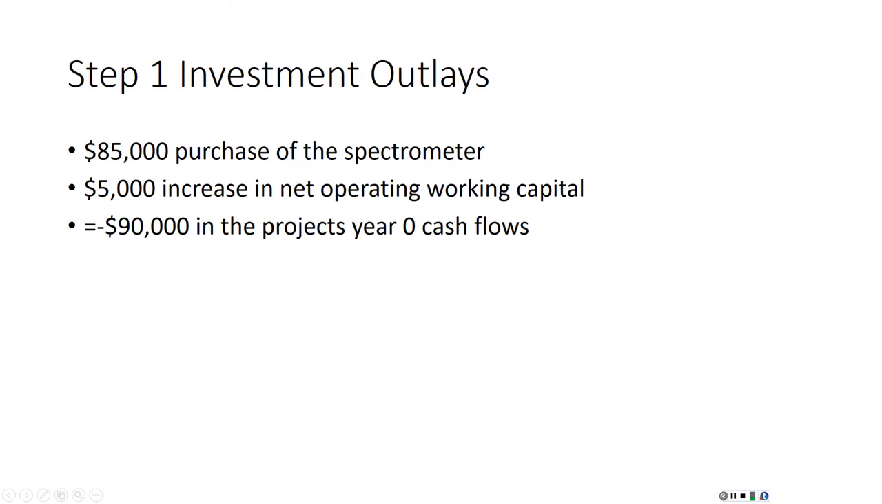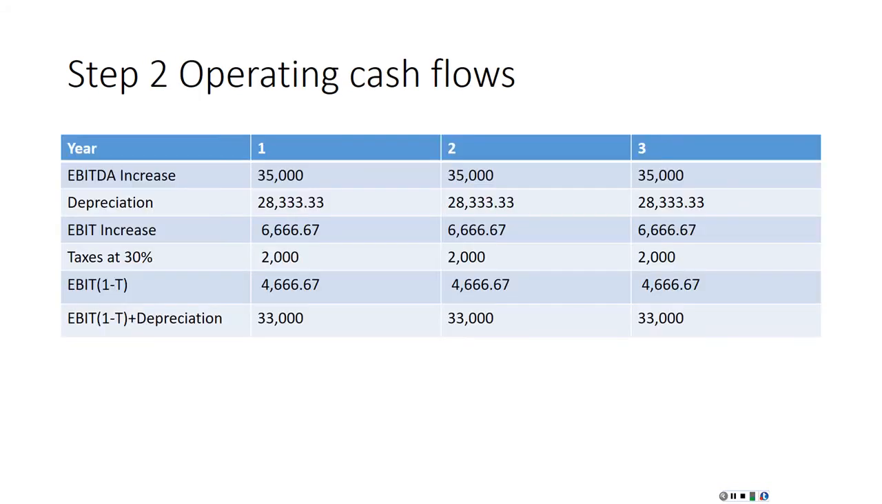Well, the first thing we figure out is the investment outlays, and the total outlays will be the $85,000 purchase of the spectrometer plus the $5,000 increase in net operating working capital, meaning that we have a net outflow of $90,000 in year 0. The second step, we figure out the operating cash flows for the 3 years of the project.